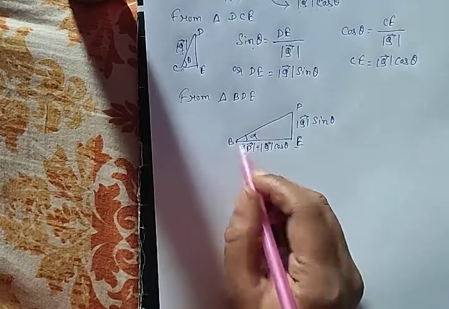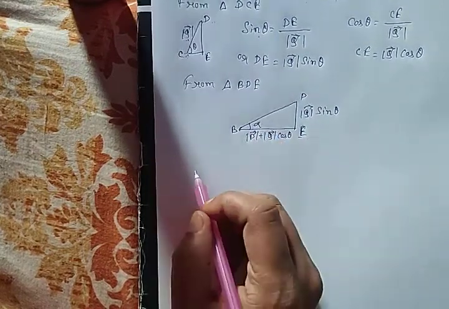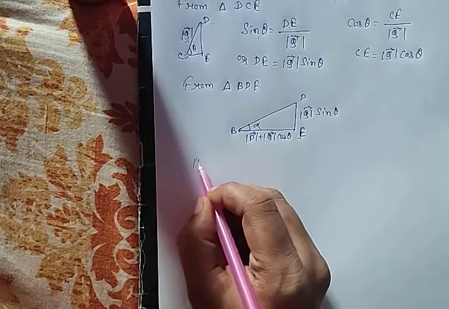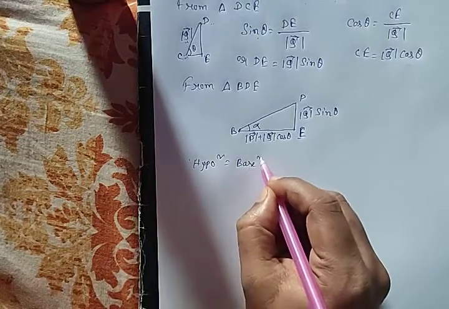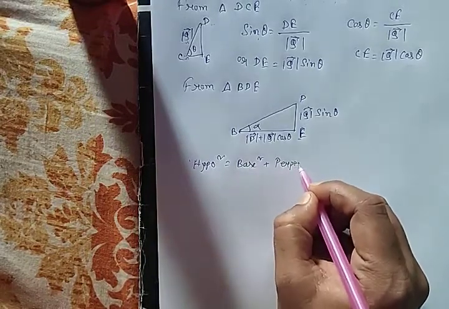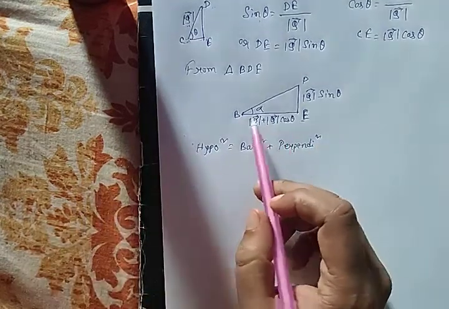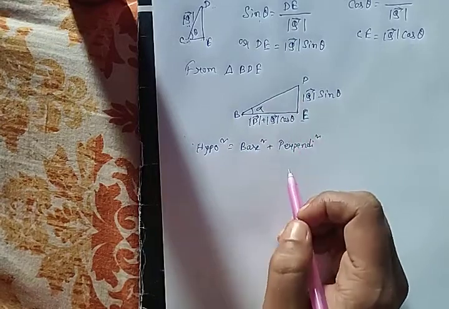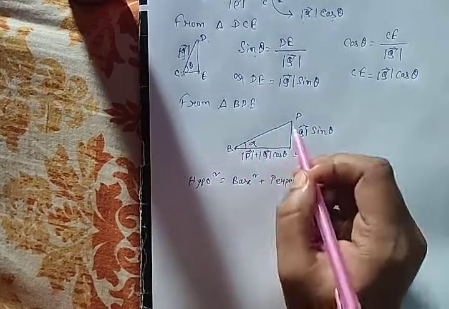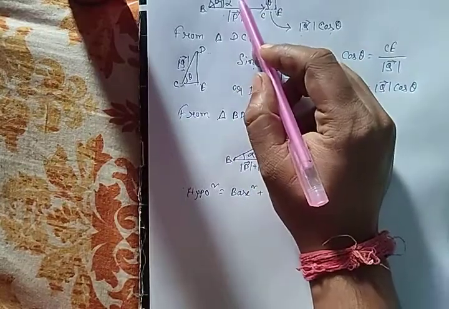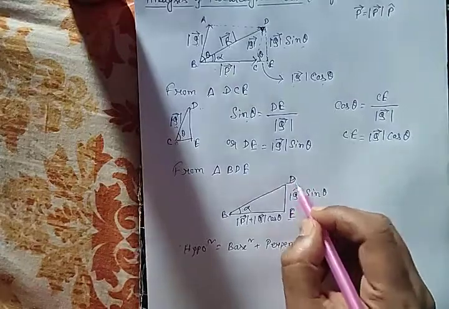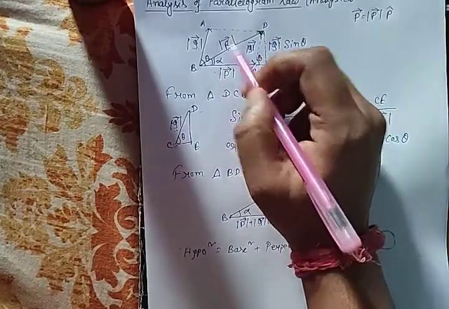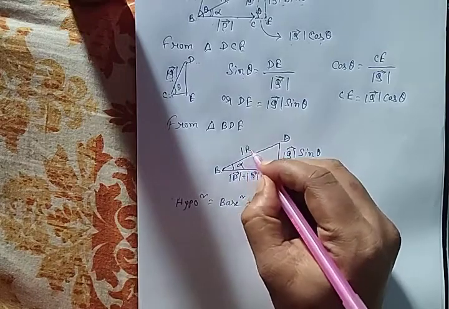Now, from Pythagoras theorem, what do you know? You know that hypotenuse square is equal to base square plus perpendicular square. Okay, so what is the value of the BD arm? The value of this BD arm is equal to mod of R. So we will write the BD arm is equal to mod of R.